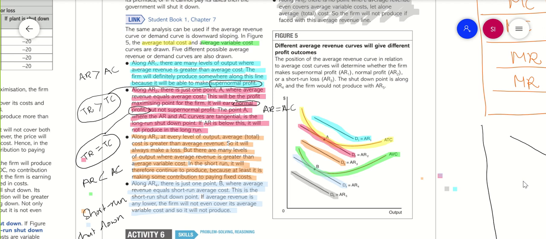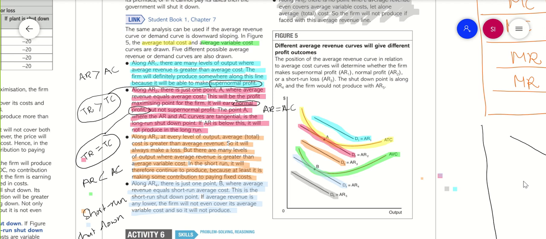Moving to the fourth line, the light blue line, D4 AR4. Along AR4, there is just one point, which is B, where AR is equal or tangent to average variable cost. So this is where the short run shutdown point is. If average revenue is any lower, the firm will not even cover its average variable cost, and therefore it will not produce any.